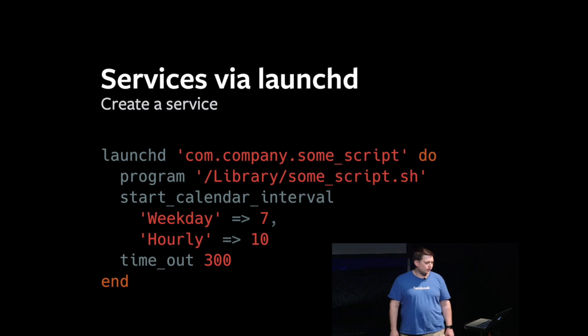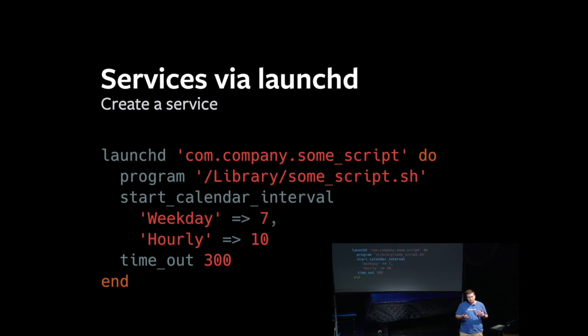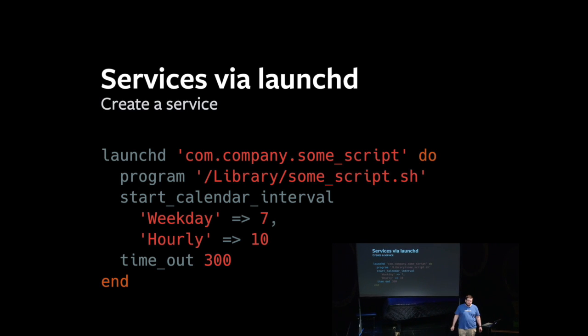This is what it looks like. You specify the label for the resource name, the program to run, so typically that's a binary or script or what have you, and then whatever additional options you want. So this is the timeout, so if it's longer than 5 minutes, LaunchD will kill it for you. So this resource, as you see it, will write the plist for you.